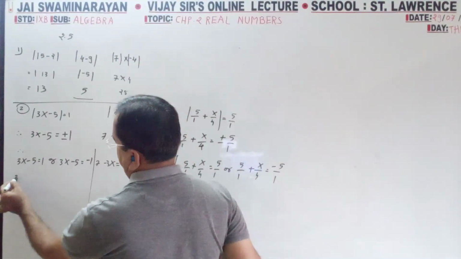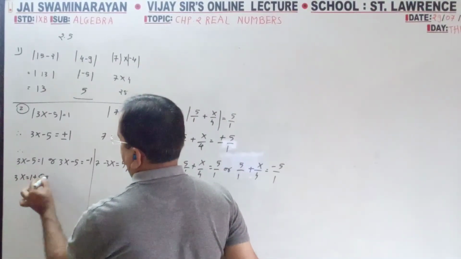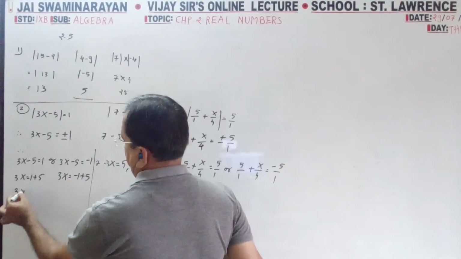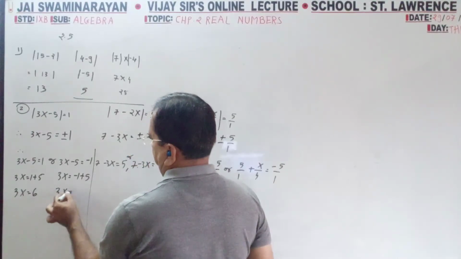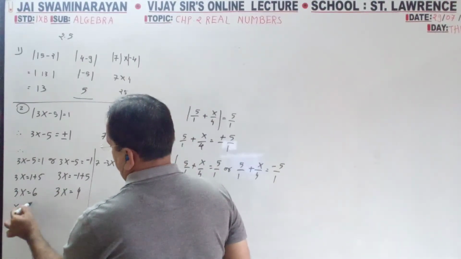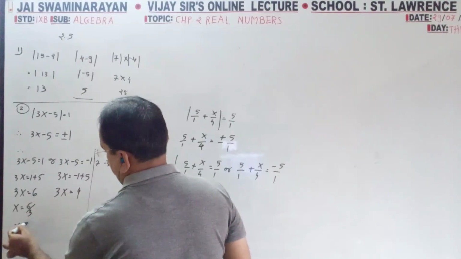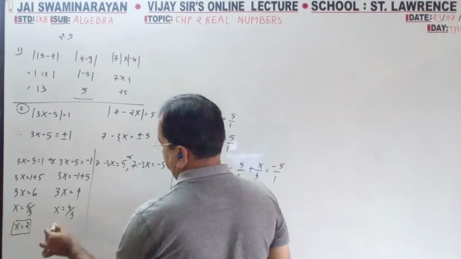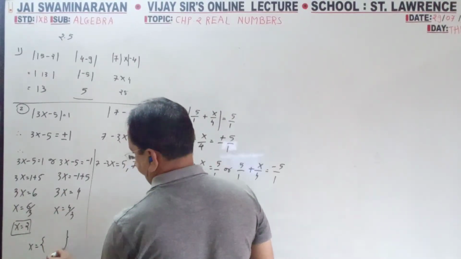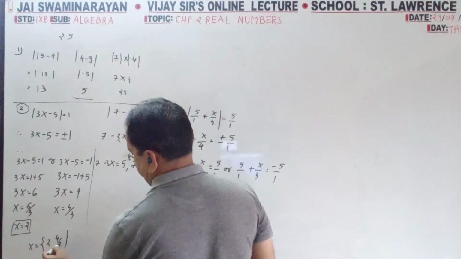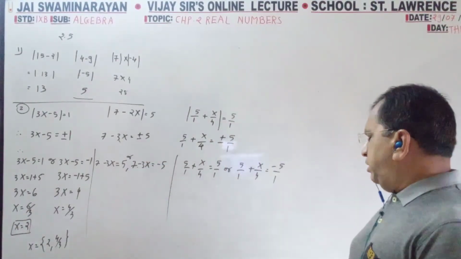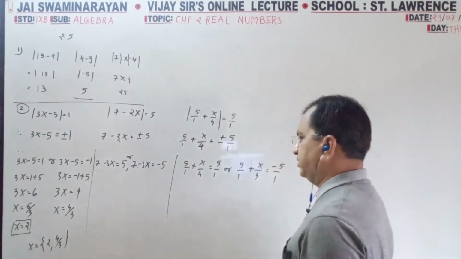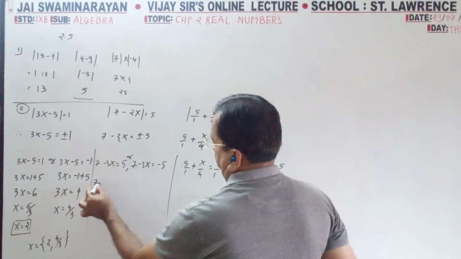This comes to this side: 3x is equal to 1 plus 5, 3x is equal to minus 1 plus 5. 3x is equal to 6, 3x is equal to 4, x is equal to 2, x is equal to 4 by 3. So x is equal to 2 or 4 by 3. Two answers we got.